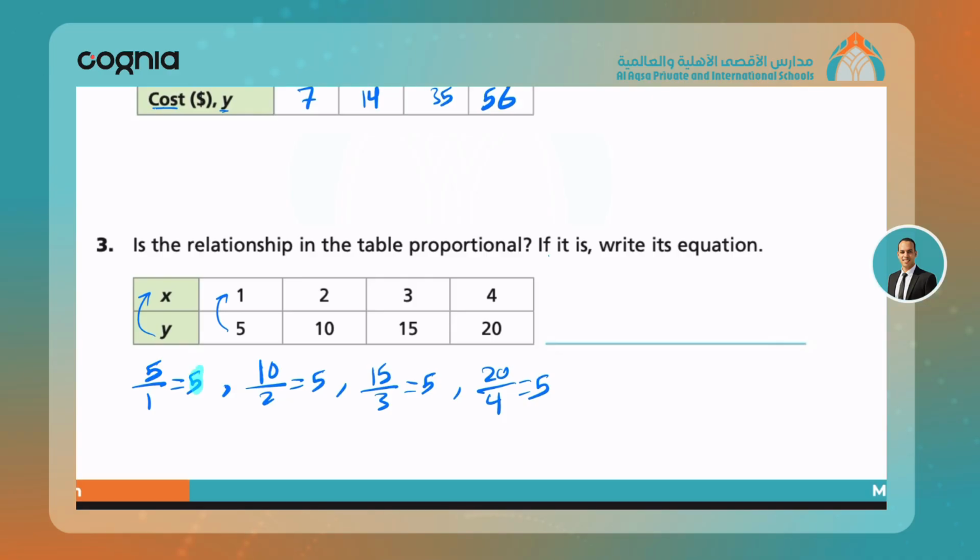So you see here, all the ratios are equivalent. Okay, they are equal to 5. So we can say yes, the ratios are equivalent. So that the table here has a proportional relationship. How to write the equation? When we divided the y by x, we got 5. It means the k equals 5. And the equation is y equal kx, but instead of k, we put 5. So y equals 5x.